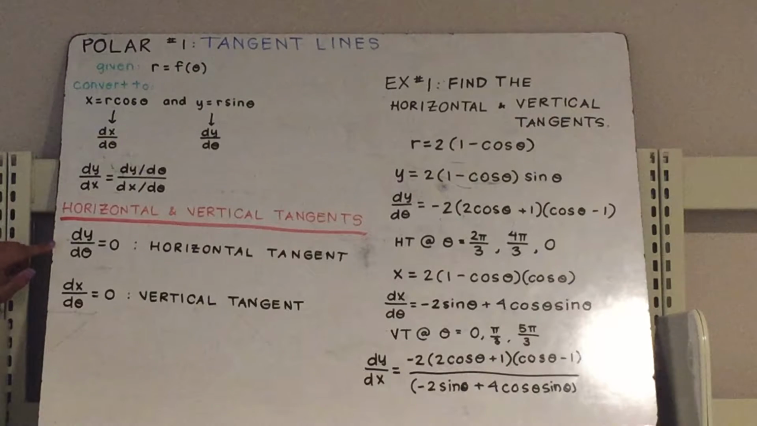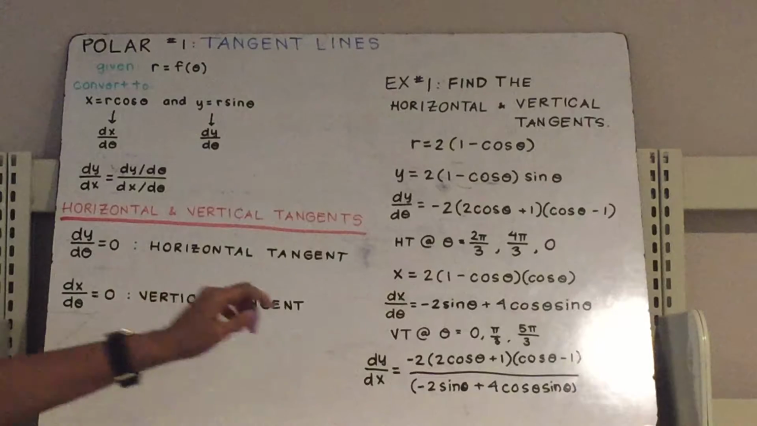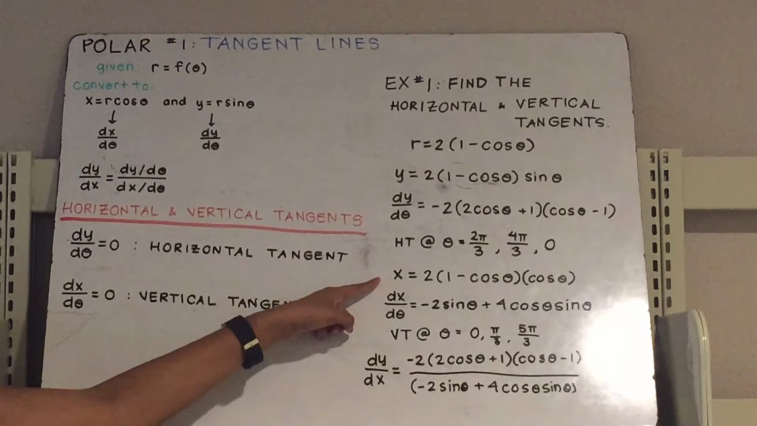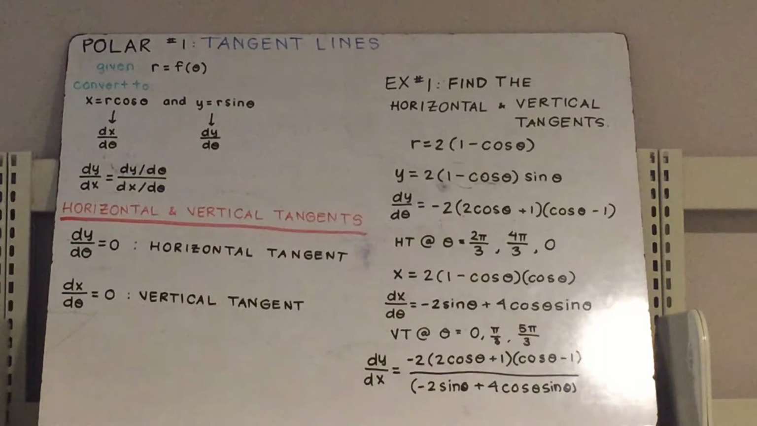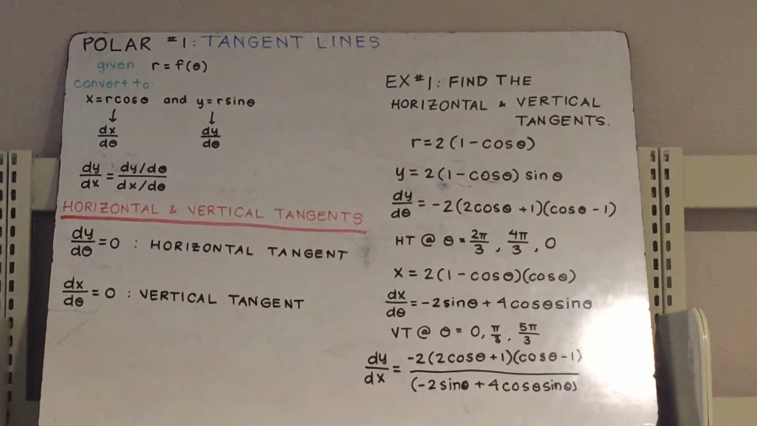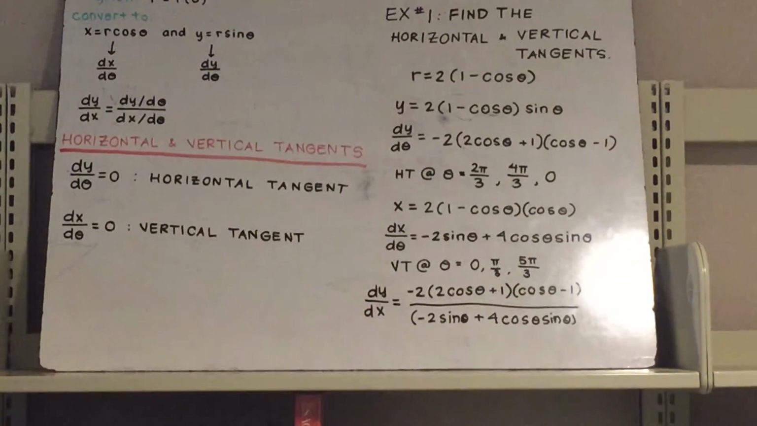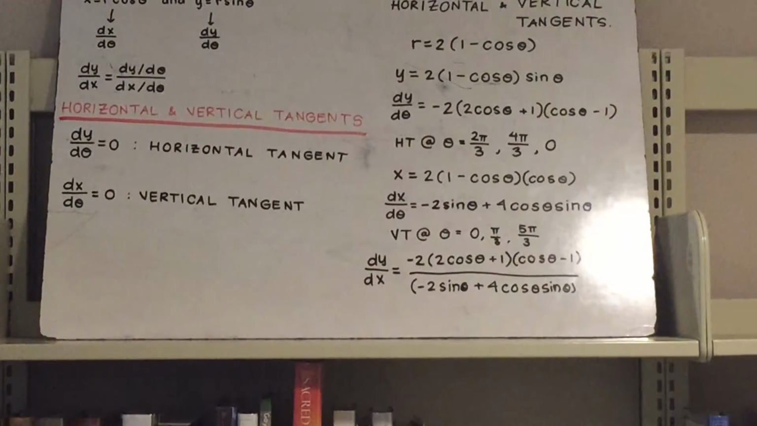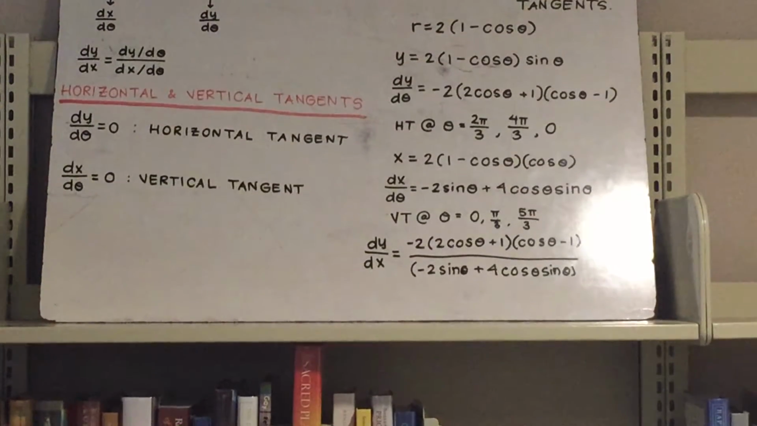The same way goes for finding your dx d theta. You want to substitute r in for x equals r cosine theta, and write x equals 2 times 1 minus cosine theta times cosine theta. If you found the derivative and simplified, you get dx d theta equals negative 2 sine theta plus 4 cosine theta sine theta. And if you set dx d theta equal to 0, you'd have vertical tangents at theta equals 0, pi over 3, and 5 pi over 3.